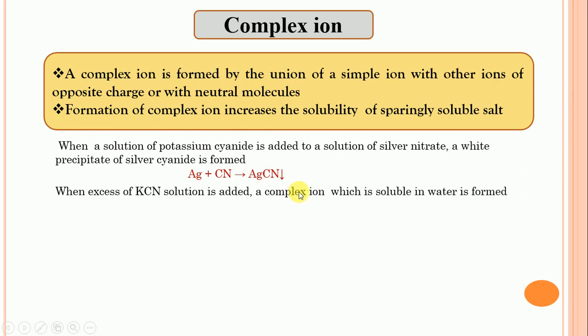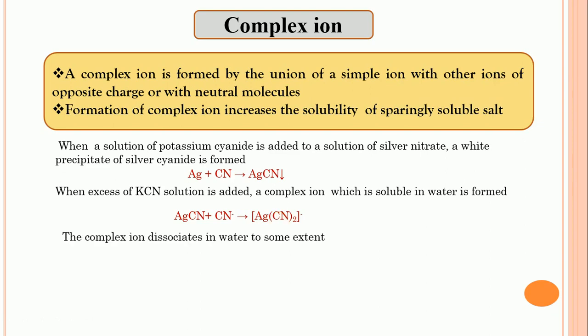Now see the reaction. AgCN, that means this AgCN precipitating agent, this is the excess of cation, and when it is added into this AgCN, then they form a complex ion. This is the complex ion, and this complex ion is soluble in water, and then the dissociation changes. The complex ion dissociates in water to some extent. Now see how it dissociates.